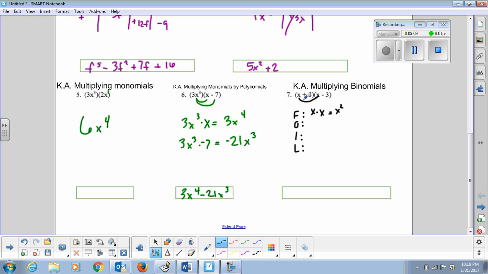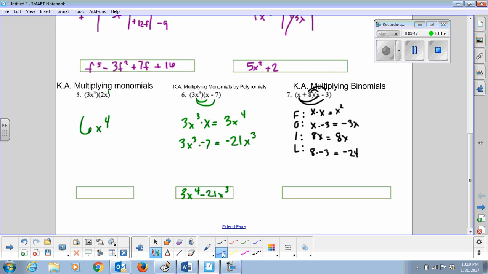My outside terms are x times negative 3, which is negative 3x. My inside, so this is your third point, is 8 times x, which is just 8x. And then our last ones are 8 times negative 3, which is negative 24. Okay, so doing each one of these steps correctly and combining your like terms got you the full 4 points.